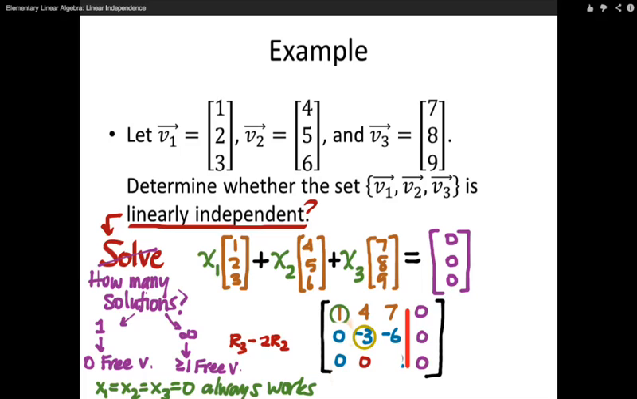Negative 12 minus 2 times negative 6. Uh-oh. Our entire last row has become 0. And so our search for pivots is over. So we have 2 pivots in our matrix.